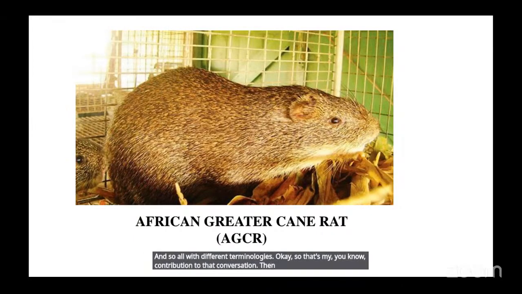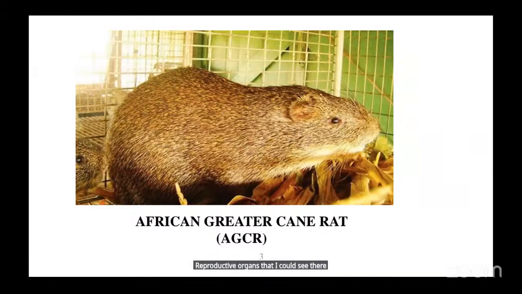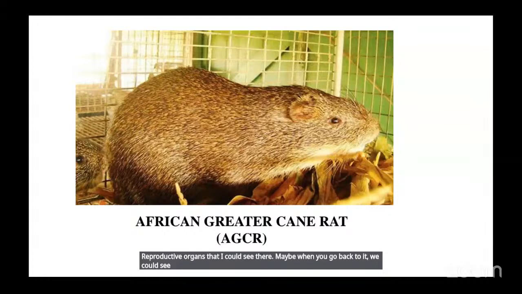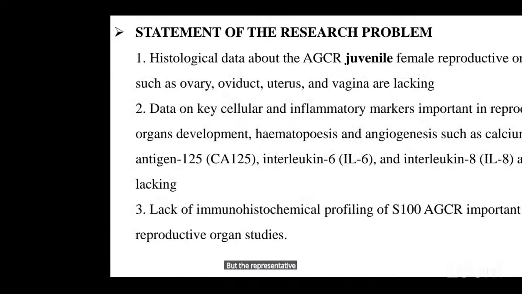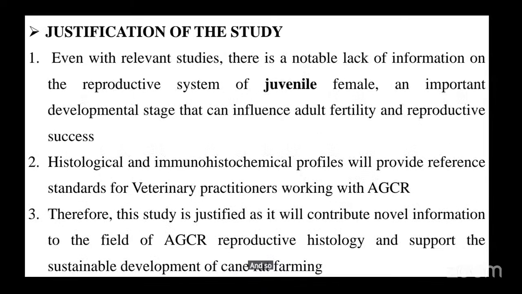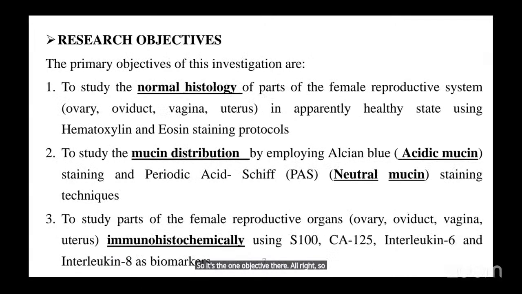Then the next is your objectives. If I look at your objectives, I see that they have to do with the study, but I don't see whether there is a difference between the three of them, because they are still different reproductive organs that I could see. Maybe when you go back to it, we could see if there are really differences between the first and the third, for instance. Because if they are all the reproductive difference, then it's still one objective there. All right, so please we'll look at that further. Maybe you can highlight the differences in these objectives.